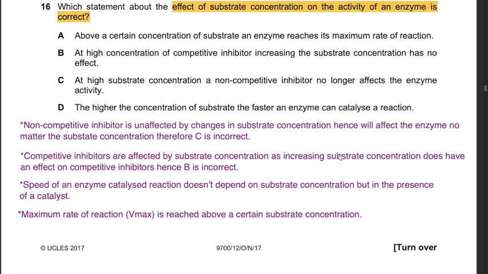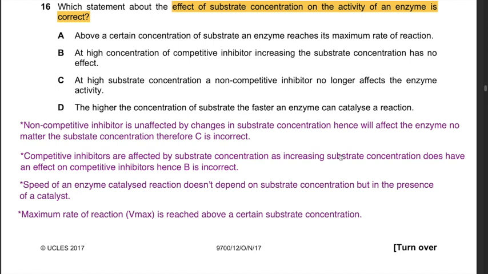Statement C. At high substrate concentration, a non-competitive inhibitor no longer affects the enzyme activity. Non-competitive inhibitor is unaffected by changes in substrate concentration. Hence, it will affect the enzyme no matter the substrate concentration. Therefore, C is incorrect. What I mean by this is, a non-competitive inhibitor is not affected by changes in substrate concentration. So, no matter if it is high or low substrate concentration, a non-competitive inhibitor will always continue to carry out its function. Therefore, statement C is also incorrect.